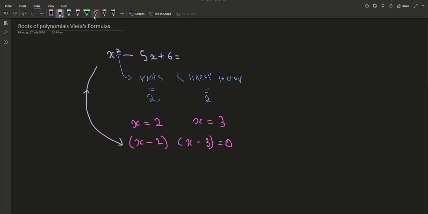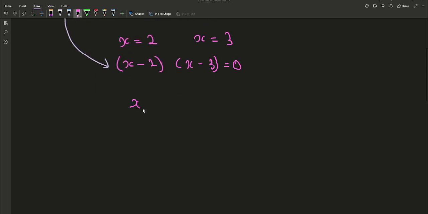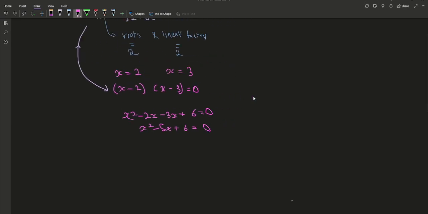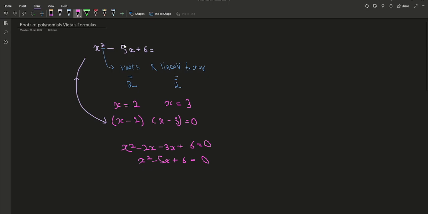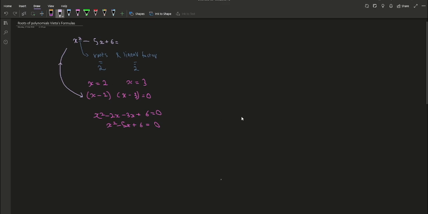So let's try that. X squared minus 2x minus 3x plus 6. X squared minus 5x plus 6 equals 0. So as we see, we have obtained the original equation back. So now let's move on and apply this concept again and try deriving Vieta's formula.